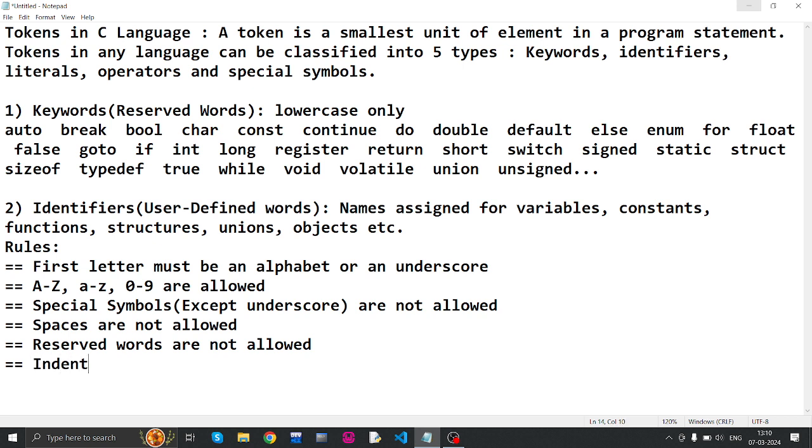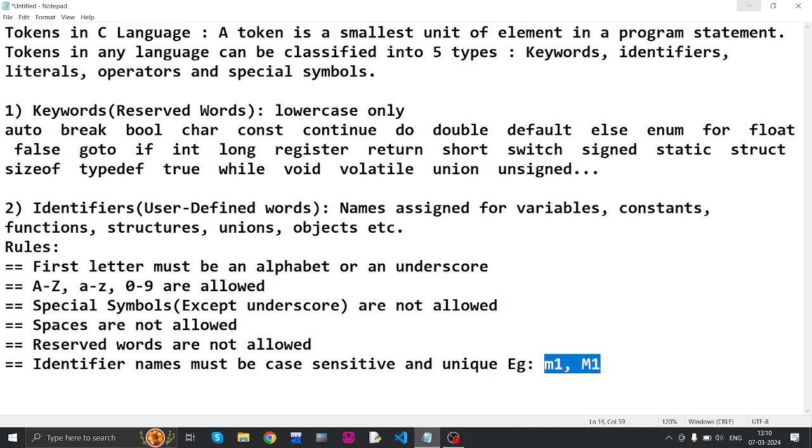Then, identifier names must be case sensitive and unique. Like for example, when you take small m1, it is a different name. Capital M1, this is a different name. They are two different identifiers. So case sensitive. The names must be unique and they must be case sensitive. So like that, these are the rules we have to follow.